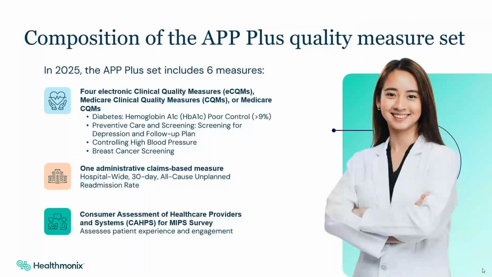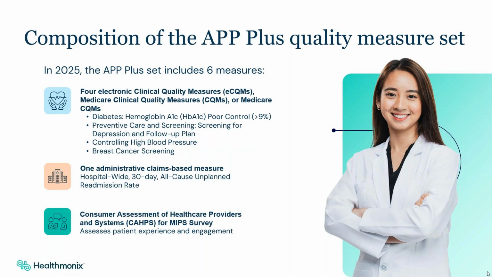So we have the 4 electronic ECQMs or CQMs, or the Medicare CQMs, right? You have the 3 different options for reporting in 25. We have diabetes that has been here, preventative care screening for depression, as well as controlling high blood pressure. And then the new one for this year is breast cancer screening. However, it should not be very new to any of the groups that are out there, as breast cancer screening has been a MIPS, PQRS, meaningful use, you name it, measure for a very long time.